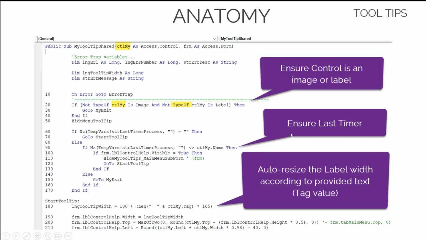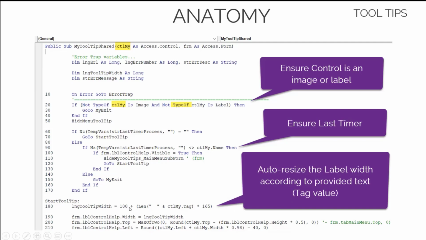And it uses a timer because what we want to do is show the tooltip, but it should disappear within a couple of seconds. So we want to ensure that the last timer is cleared. That should say ensure last timer is cleared. And then what we want to do is auto size the label width according to the provided text. So it's got to stretch out horizontally.